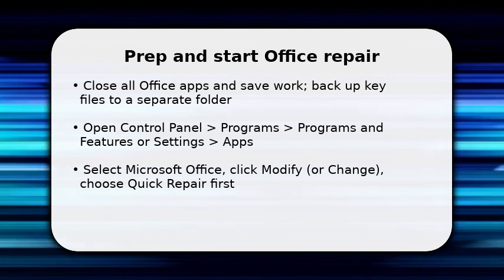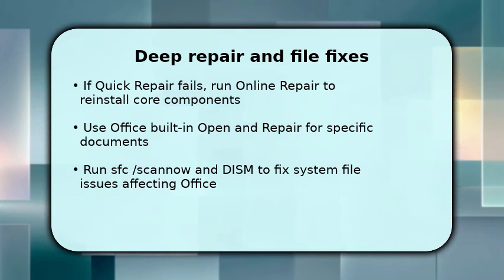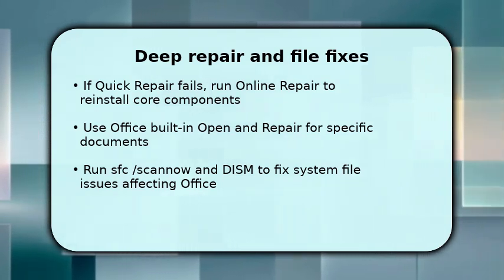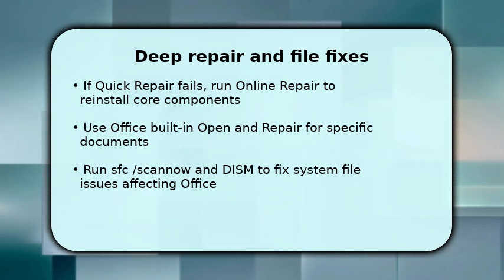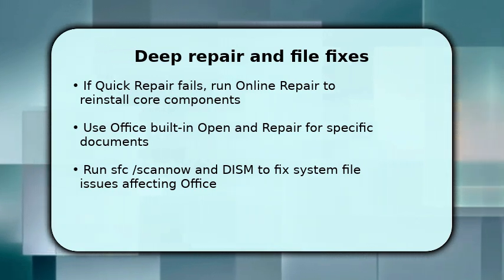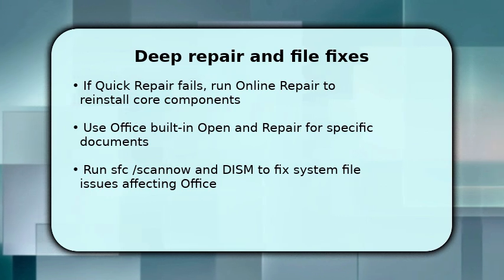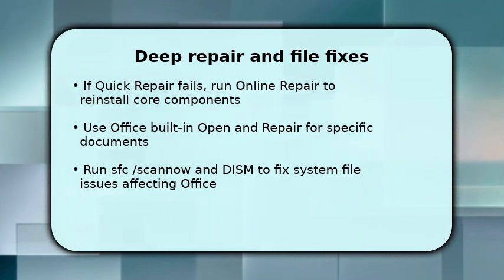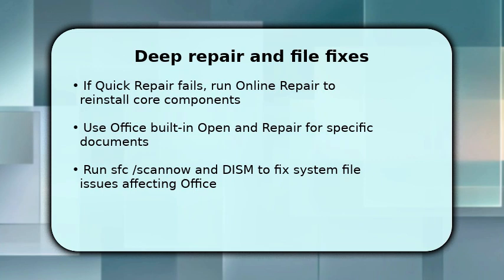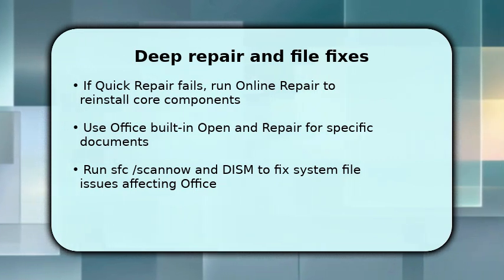If Quick Repair didn't resolve corruption, choose Online Repair. This reinstalls core Office components and replaces damaged files. Once Online Repair finishes, open a problematic document and use File, Open, select the file, click the arrow next to Open, and Repair. That recovers many corrupted documents.